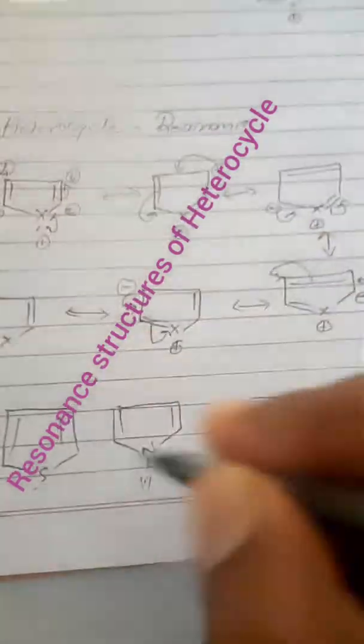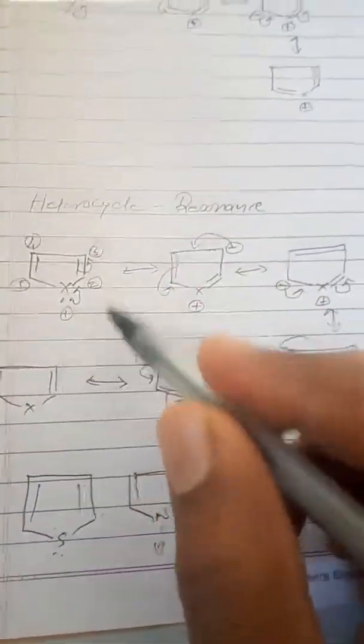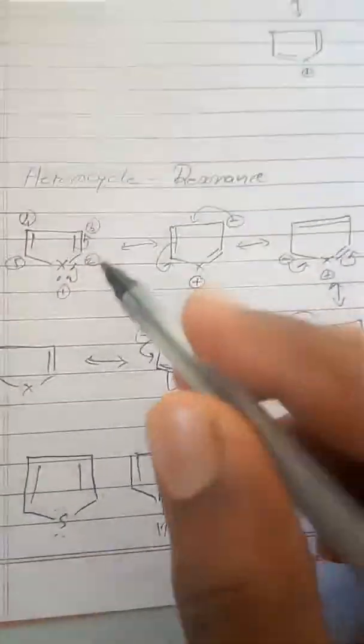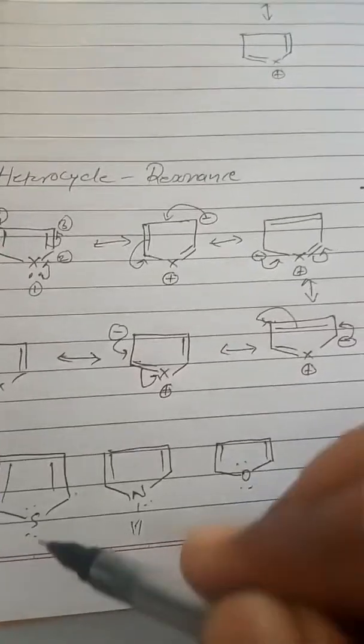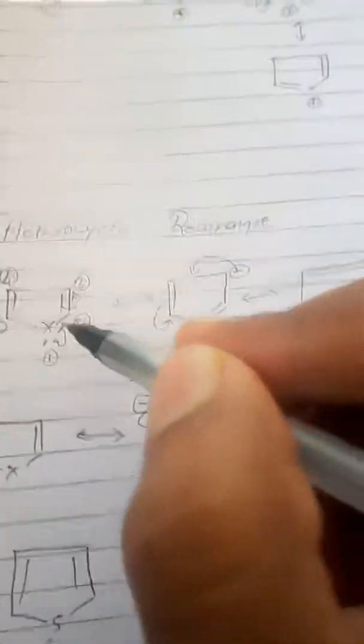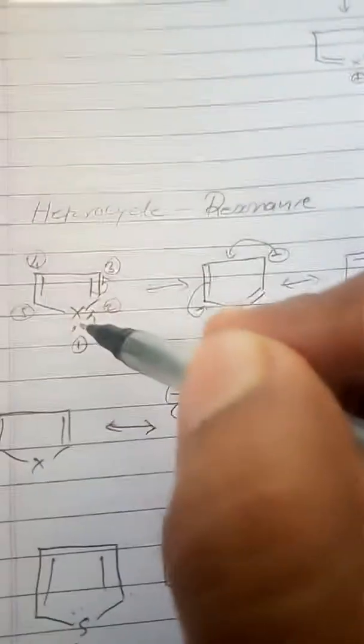Here I'm trying to explain the resonance structure of heterocycles, 5-member heterocyclic rings. This X can be sulfur, nitrogen, or oxygen, having a lone pair. Now this is the numbering system. Start from the sulfur heteroatom as 1, then 2, 3, 4, and 5.